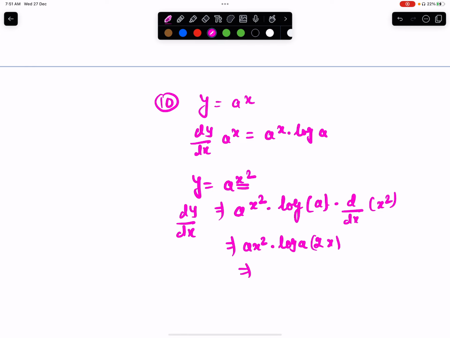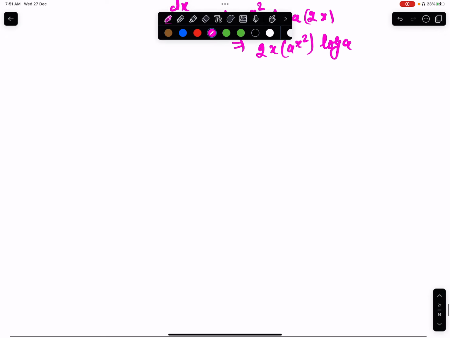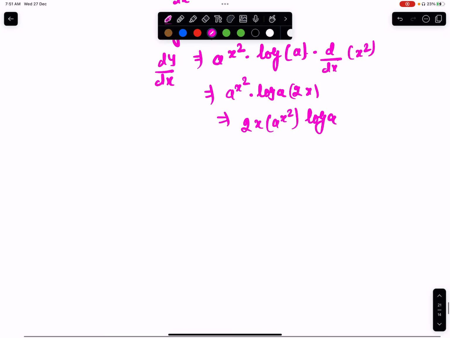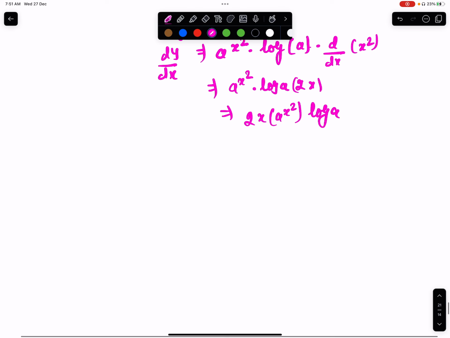So that is equal to 2x a raised to the power x square log a. So this is the property we have for exponentials. So let's move to another topic.